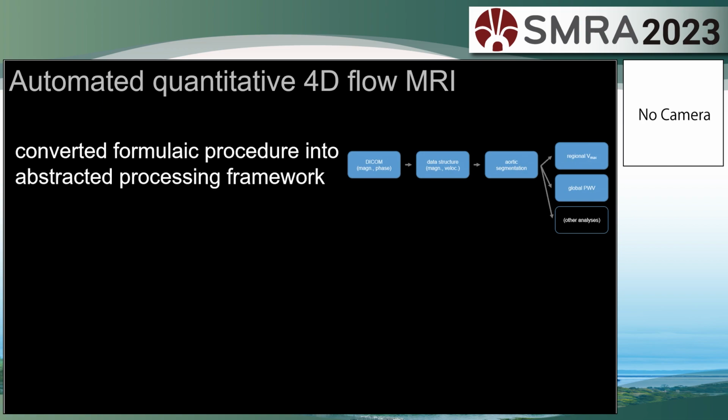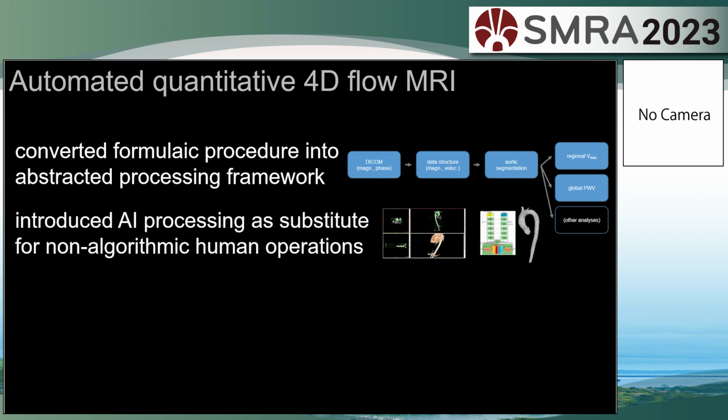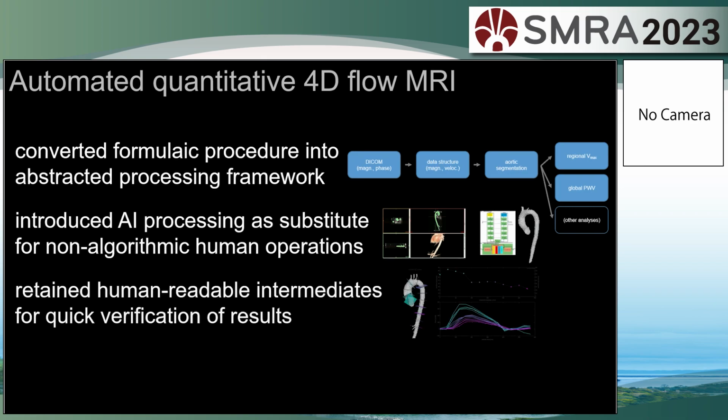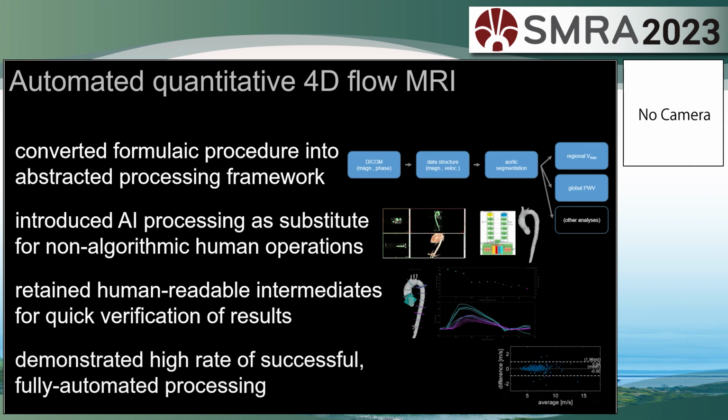So what we've done here is we've converted a formulaic procedure into an abstracted processing framework, and then we've gone in and looked at each of the places where we had a human intervention, and we've substituted an AI processing step. But we've retained human readable intermediates so that we can at the end quickly verify that we've had either successful processing or identify data sets that have an issue. And the result is that we had a high rate of successful fully automated processing for quantitative 4D flow MRI.